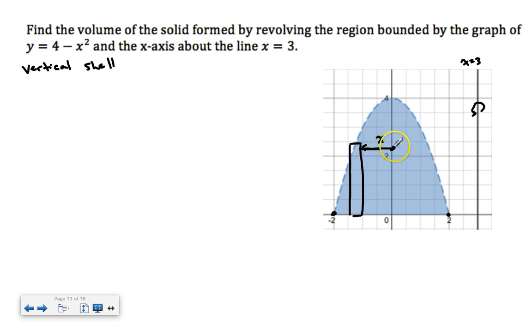And to figure out what these radius or radii are going to be, if it's a vertical shell, it'll always be the right minus the left. And if it's horizontal, it would be top minus bottom, but we'll deal with top minus bottom in a second. What I mean by right minus left is that the line that is furthest to the right will be the first thing that we subtract. And it'll be not over left, it'll be right minus left.